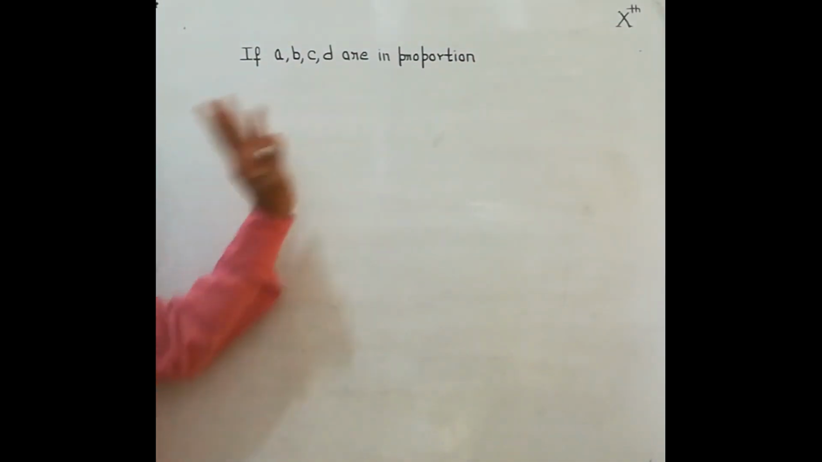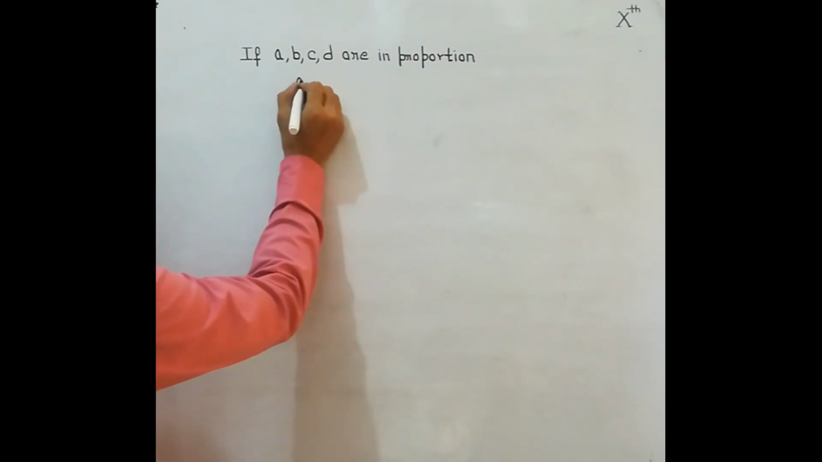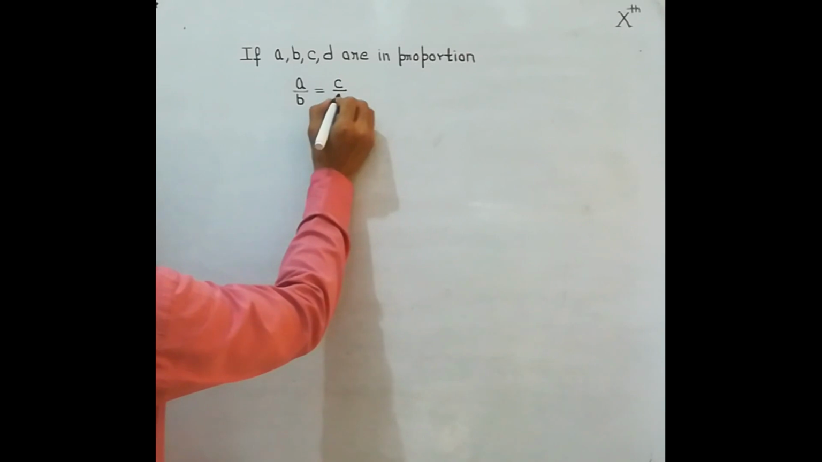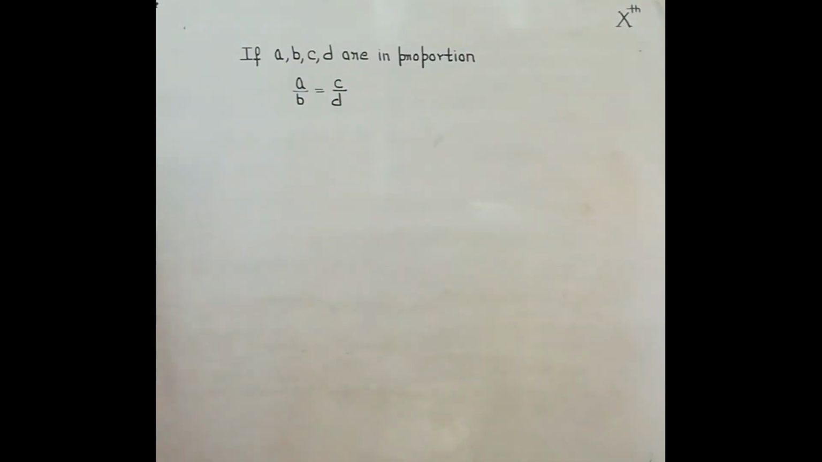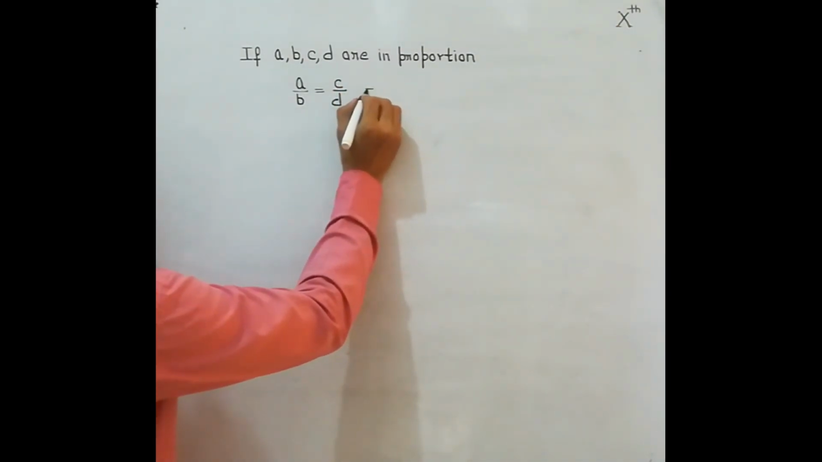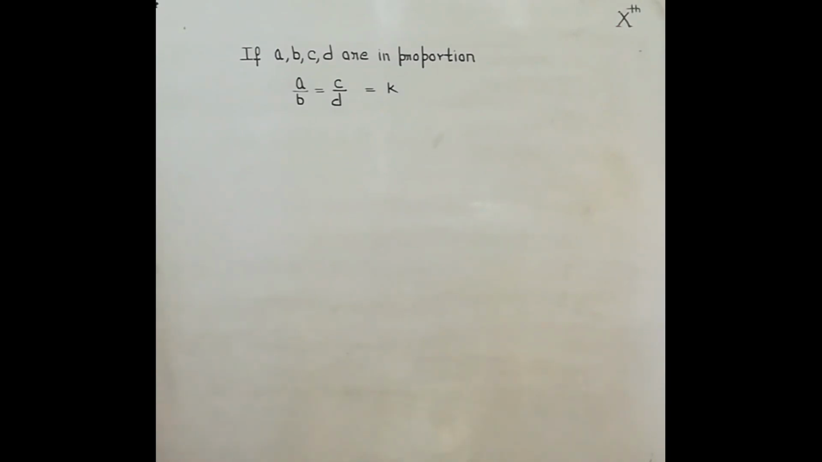Now, if A, B, C, D are in proportion, then we know what the meaning of it is. A upon B is equal to C upon D. Right? This will be the meaning. Now, when you are asked to prove a certain question with the help of this, what will you do? As these two ratios are equal, let each of the ratios be equal to K.